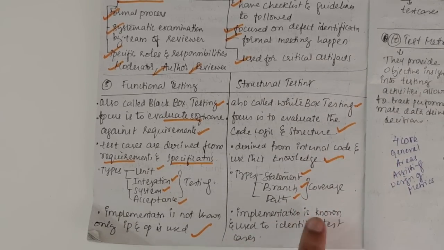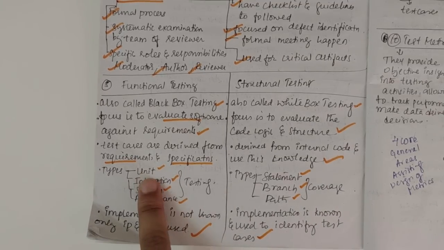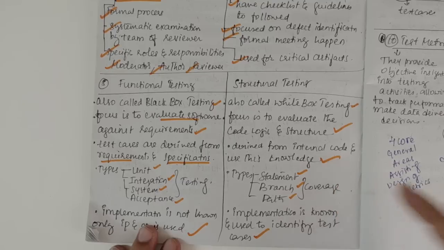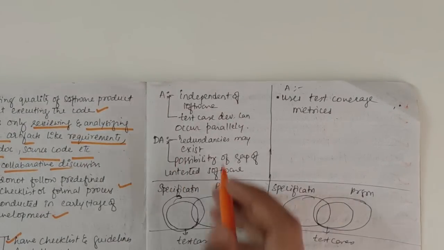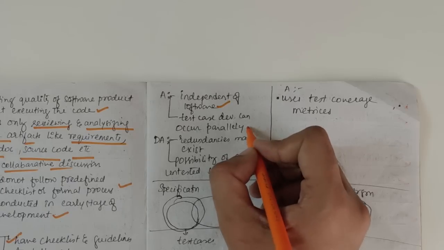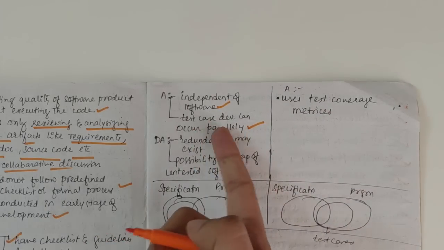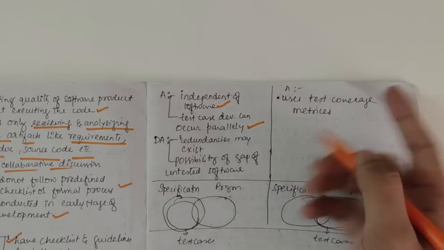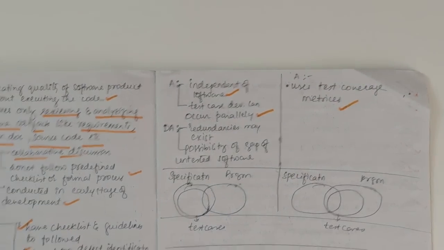Okay. Next, implementation is known and used to identify the test cases. Previously the test cases were identified from the requirements, but here the test cases are identified by keeping knowledge of the internal code. Okay. Next, we have the advantages. Here the advantage is that it is independent of the software, and the test case development can occur parallelly. Coming to the white box testing advantages, they use the test coverage metrics.